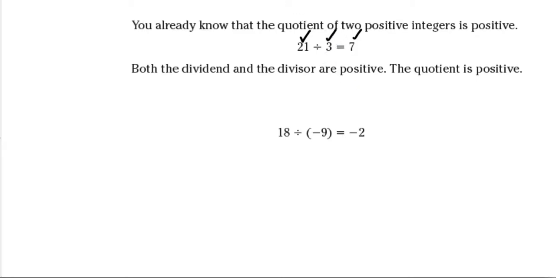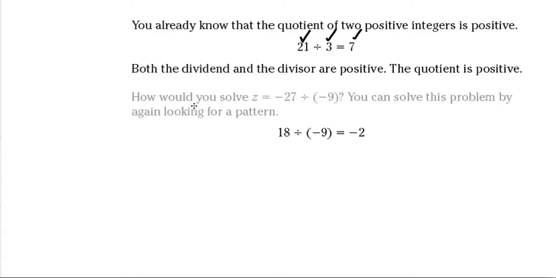Now how would you solve z equals negative 27 divided by negative 9? Now you have a negative dividend and a negative divisor. Again, let's look for a pattern. From the pattern we had on the previous slide, 18 divided by 9 will give you a negative 2, because following the rule, a positive divided by a negative will give you negative 2, and we continue that pattern.